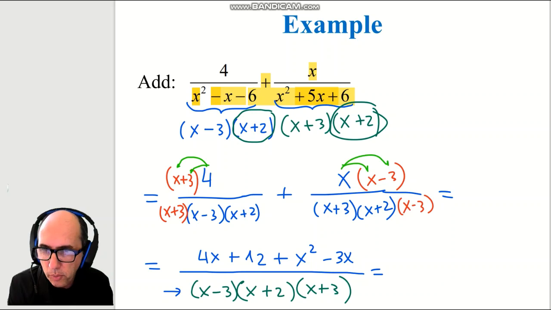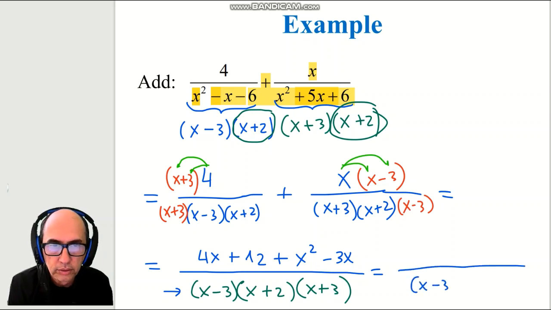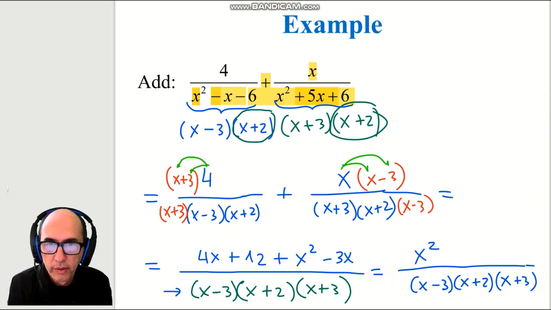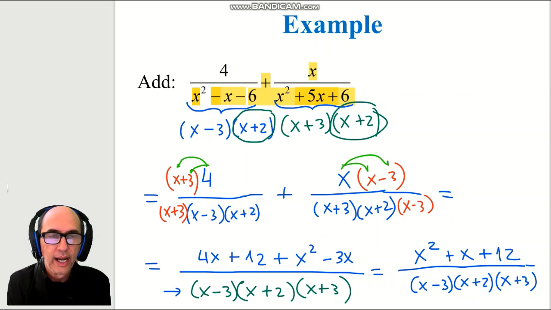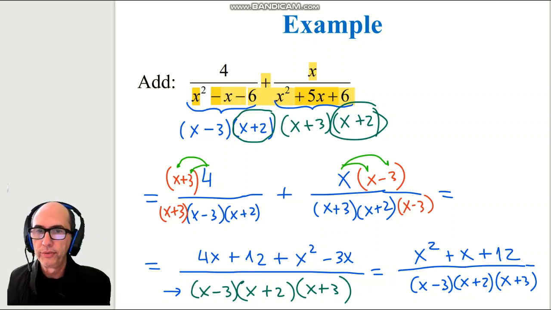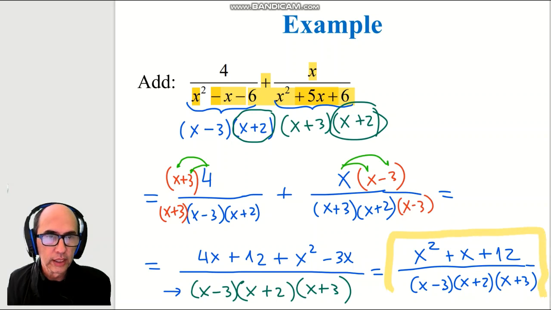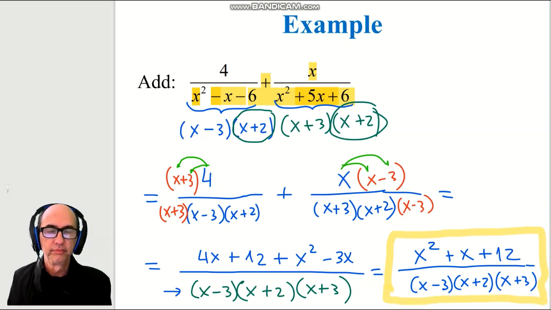Finally, I think we can combine some like terms, and we don't need to multiply the denominator, keep it as factors. On the top, we will have x squared, 4x minus 3x plus x plus 12. I don't see any way of simplifying anymore, so this is going to be the final answer.